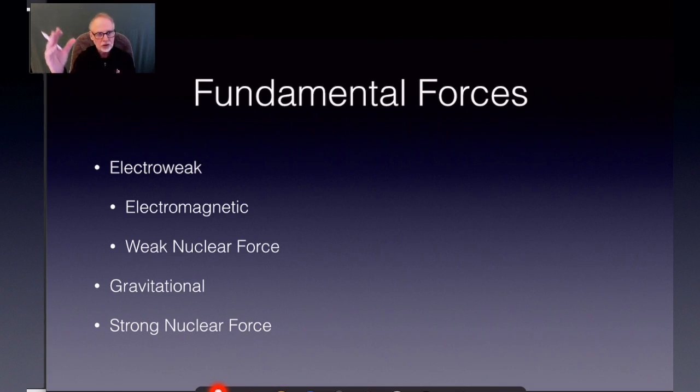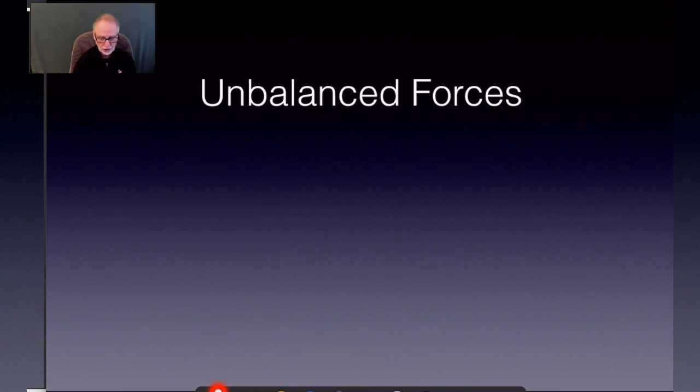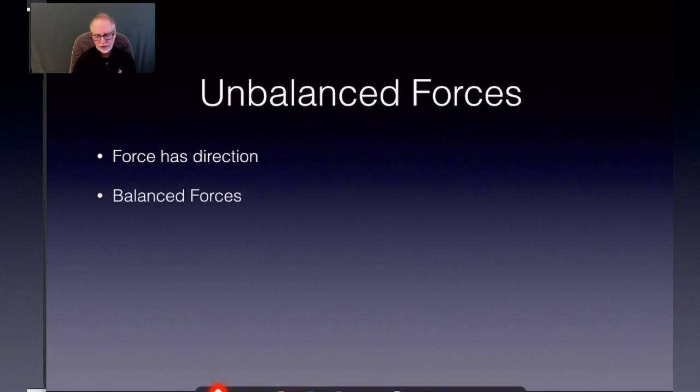So everything that we're talking about can be described in terms of these forces. All right, so when you have multiple forces interacting on a body, because forces can change the direction of motion, forces also have direction. So like velocity, force has direction associated with it. And if all the forces on a body are balanced, that means that the forces are such that they cancel each other out.